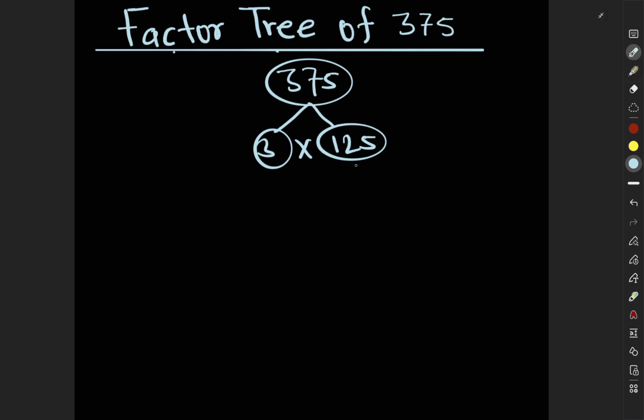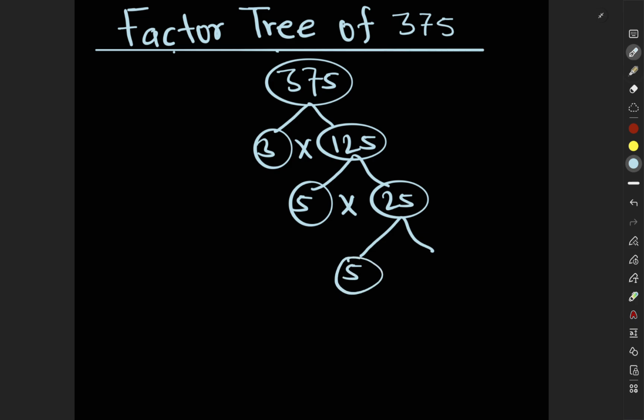Now 125 can be written as 5 times 25. 5 times 25 means 125. So now 25 can be written as 5 times 5. 5 times 5 means 25.